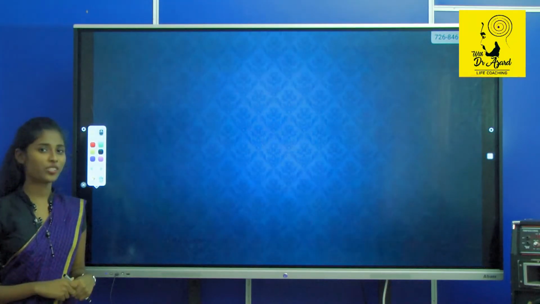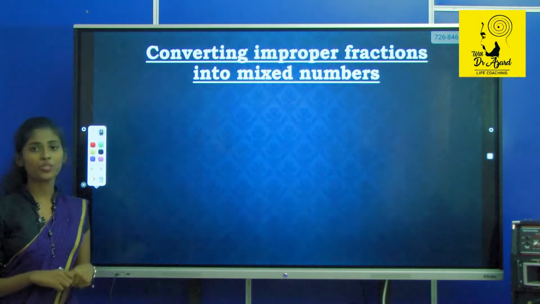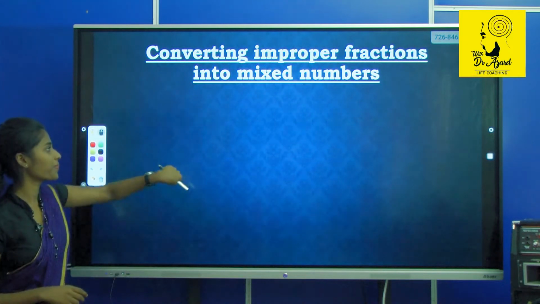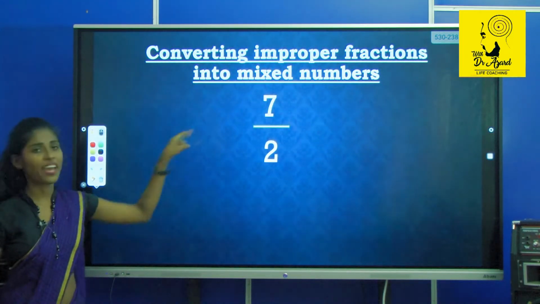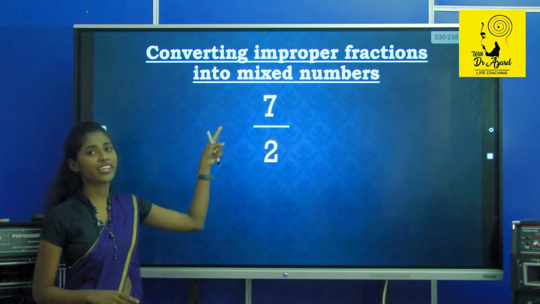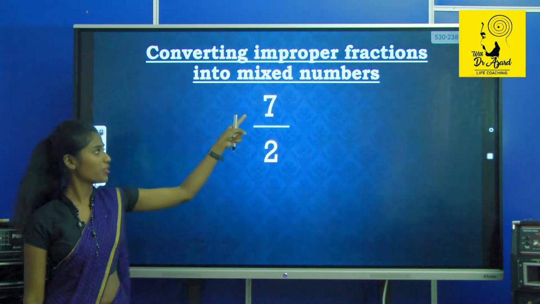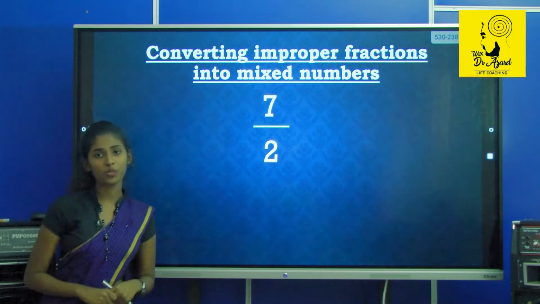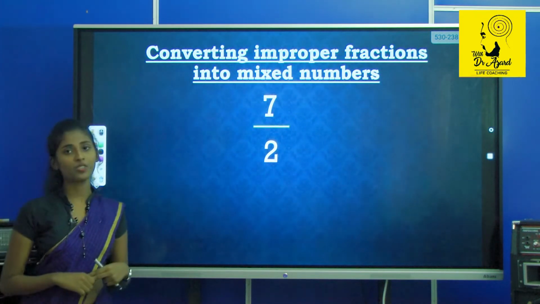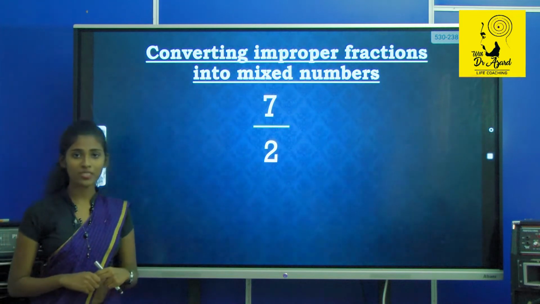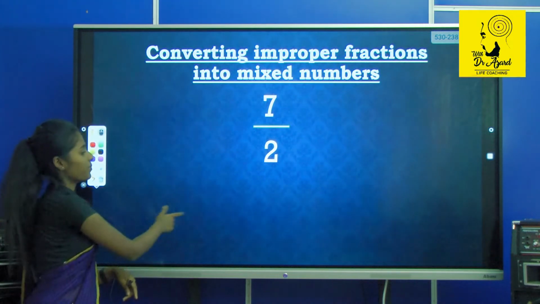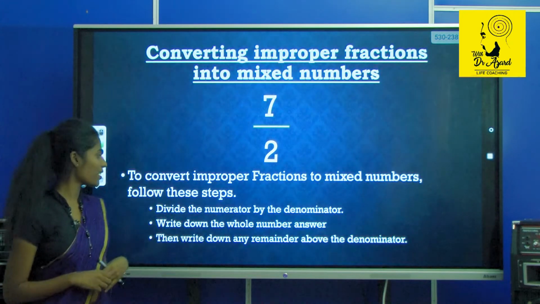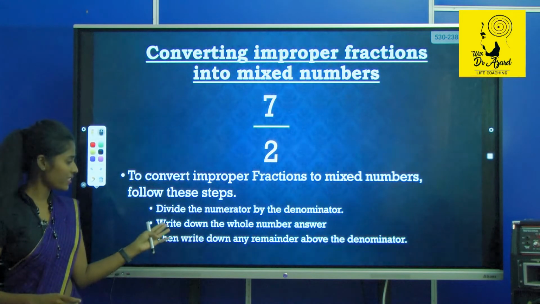Okay, next we are going to talk about how to convert an improper fraction to a mixed number. Here I have given a fraction. This is an improper fraction because the numerator is greater than the denominator. Now we are going to convert this improper fraction to a mixed number. To do this, you have to follow some rules. Here are the rules.